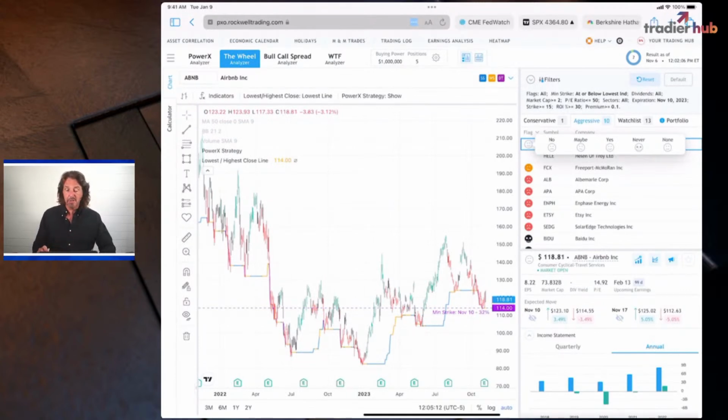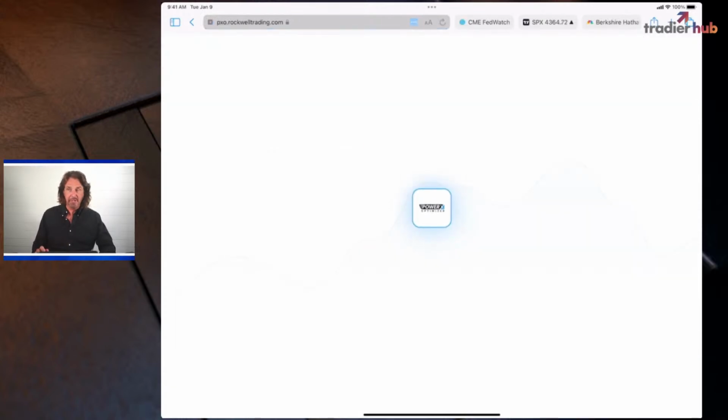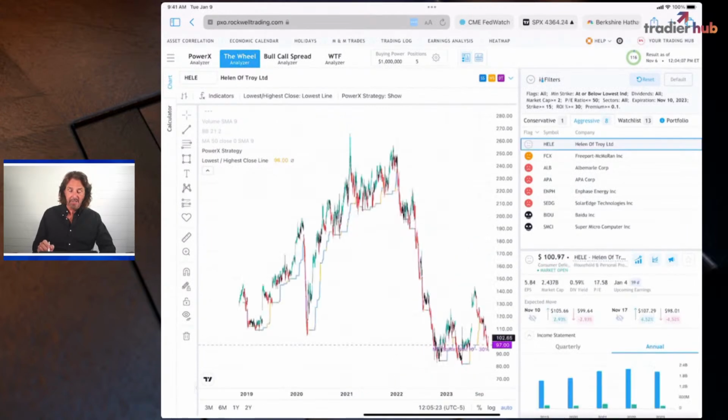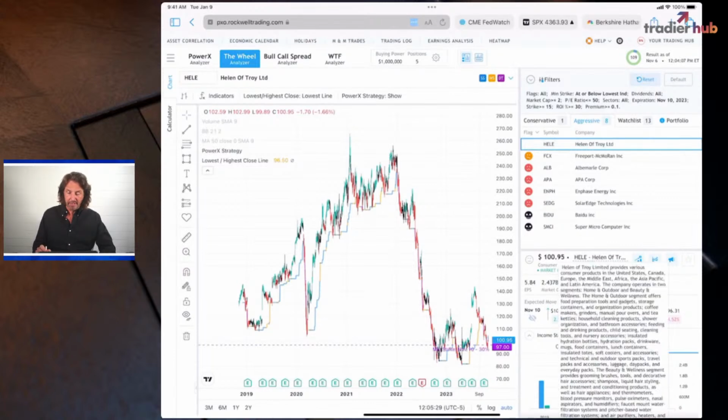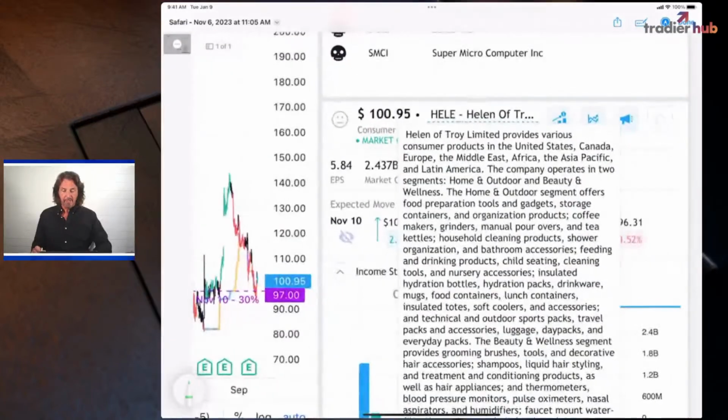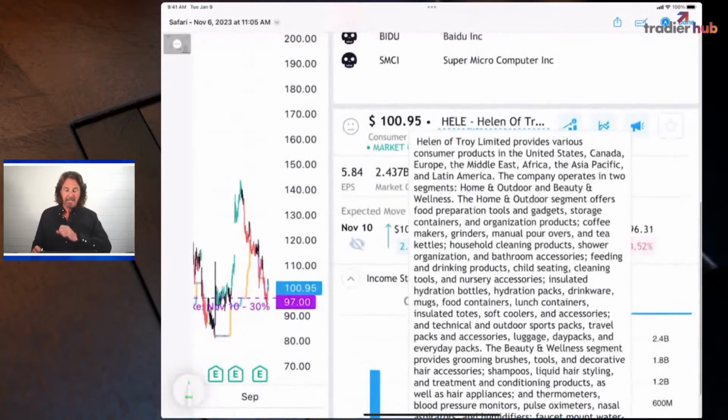So let's just move on and see if we can hop to the next company. Reloading my screen really quick. And the next company here is Helen of Troy. Okay, I don't even know what these guys are doing, so let's take a look. Provides various, let's zoom in because this is super small to read, provides various consumer products in the United States, Canada, operates in two segments: home and outdoor, and beauty and wellness.